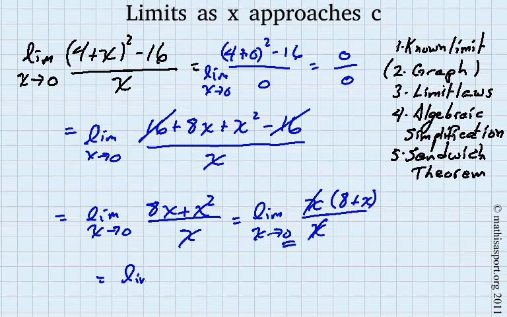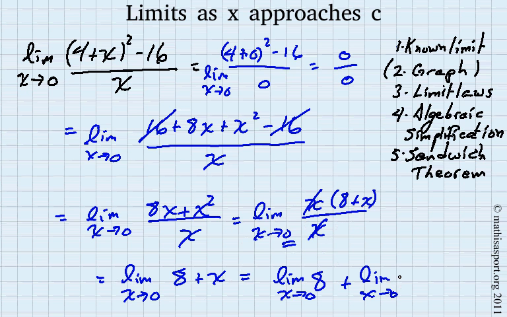Now we're left with the fairly innocuous limit as x goes to 0 of 8 plus x. We apply the sum limit law: 8 plus the limit as x approaches 0 of x. This is a known limit. It's 8. This is a known limit. It's 0. Notice what happens each time.